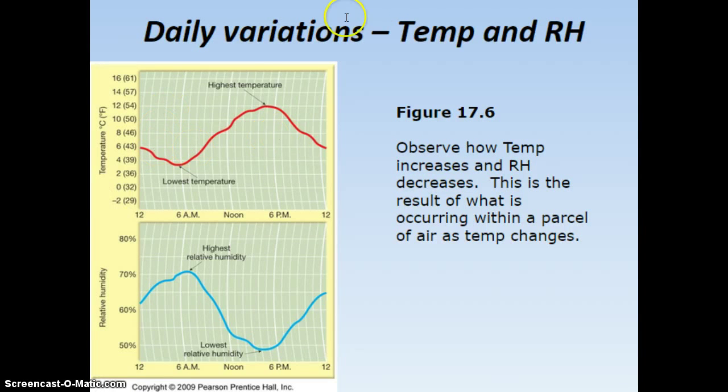When I look at my daily variations of temperature and relative humidity, observe how temperature increases and relative humidity decreases. This is a result of what is occurring within a parcel of air as temperature changes. During the warmest parts of the day, we have the lowest relative humidities, and where it's the coolest in the day, the relative humidity is the highest. So we're looking at this temperature dependency. We're assuming here that the water vapor content is staying constant.